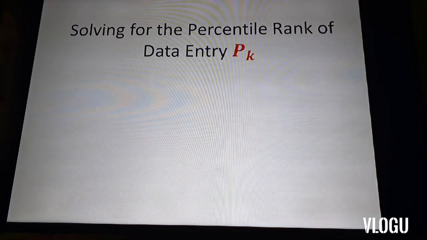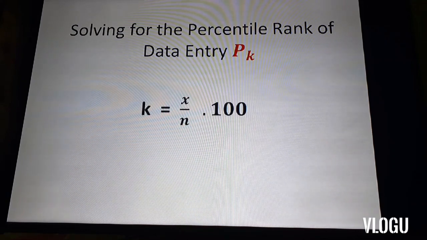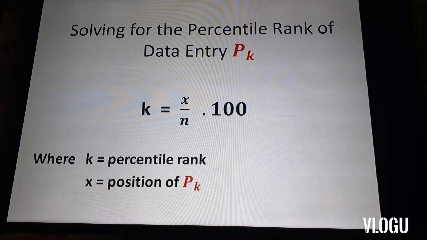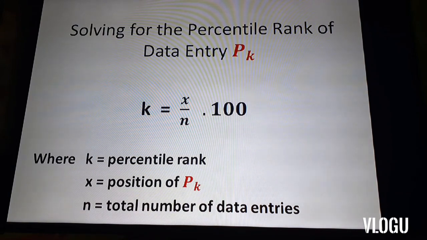Now, solving for the percentile rank of data entry, we have the formula K is equal to X over N multiplied by 100, where our K is the percentile rank, our X is the position, and our N is equal to the total number of data entries. Let's have an example.